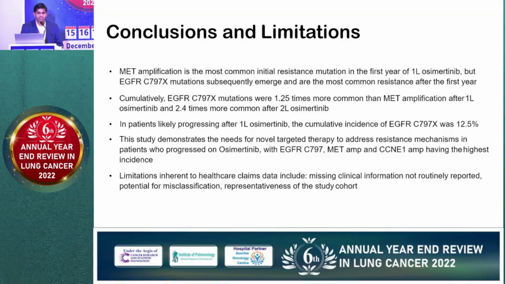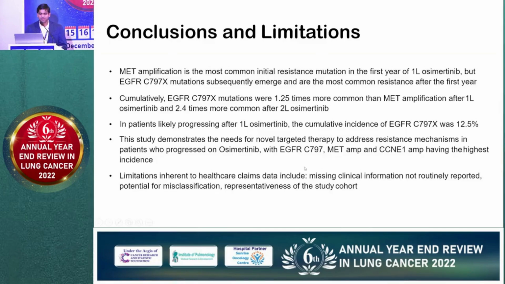So they concluded that MET amplification is the most common initial resistance mechanism in the first line, in the first year of treatment, but from the second year onwards it's the C797X mutation, which is 1.25 times more common than MET amplification after first line and 2.4 times more common after second-line osimertinib. The cumulative incidence is around 12.5% of patients having this C797X mutation. This further addresses that we need a novel treatment based on this, with the most common mutations being C797, MET and CCNE.